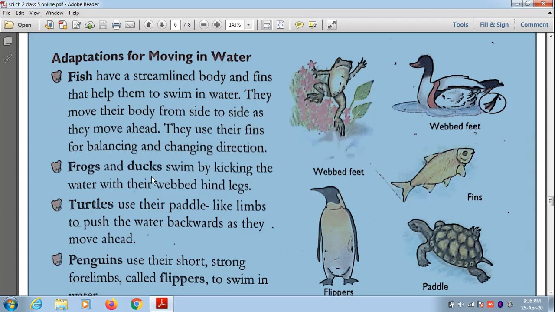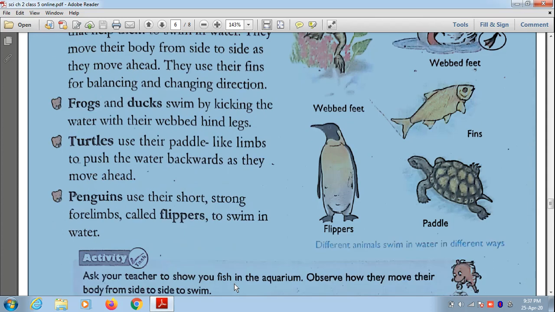Frogs and ducks swim by kicking the water with their webbed hind legs, right? They have webbed feet, webbed, as you all can see that they do not have any gaps in between their digits. It's all attached. That's webbed, which helps them in pushing the water backwards. Penguins use their short, strong forelimbs called flippers to swim inside the water, right?